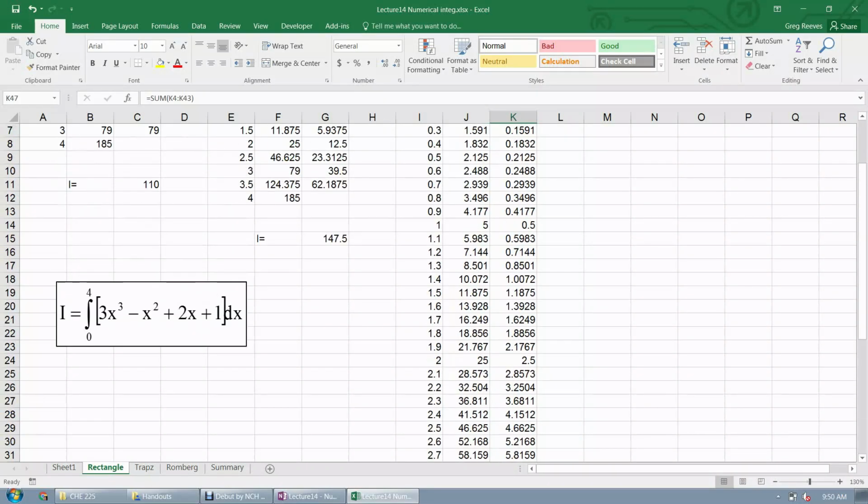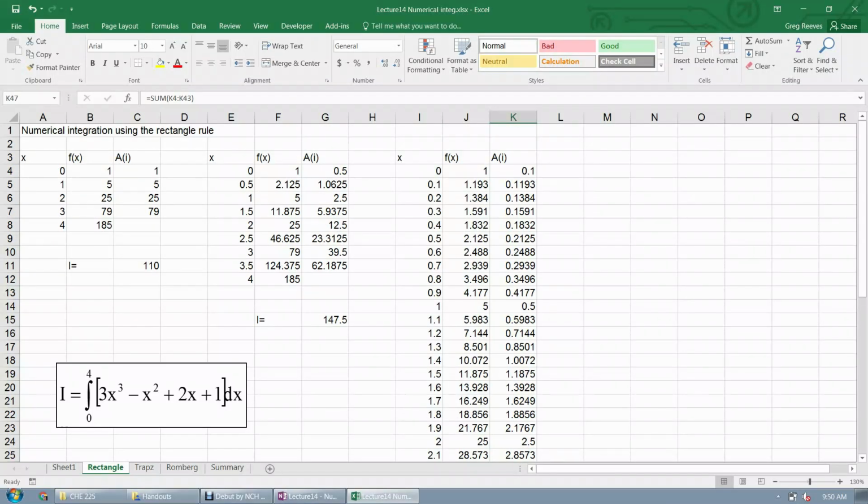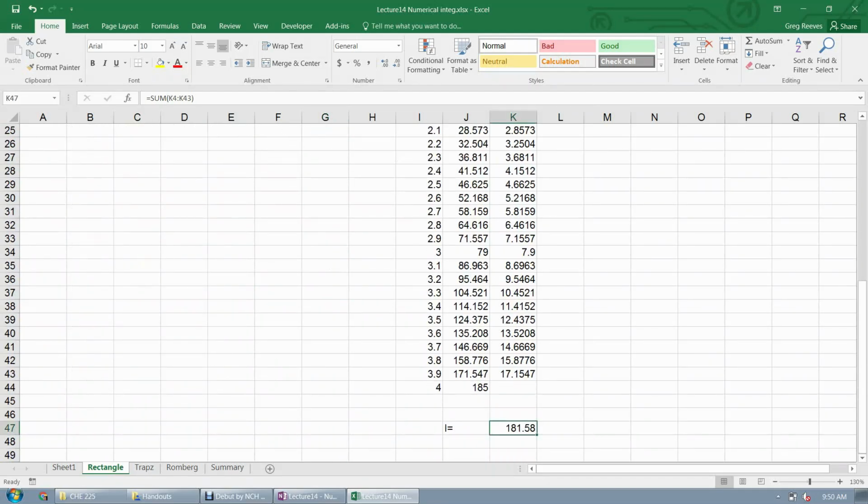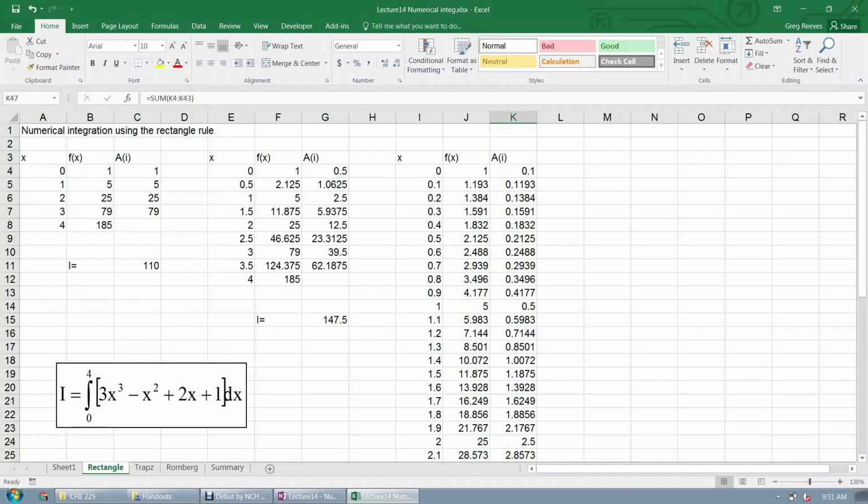So we have 3 different approximations to the integral, one being very poor, 110. This one is a little bit better, I'm assuming, and this one, I'm assuming, is the best because we have the largest number of points. And so that would be the rectangle approximation. That's the left-hand approximation in particular. I could also do the right-hand approximation, but I'm not going to.